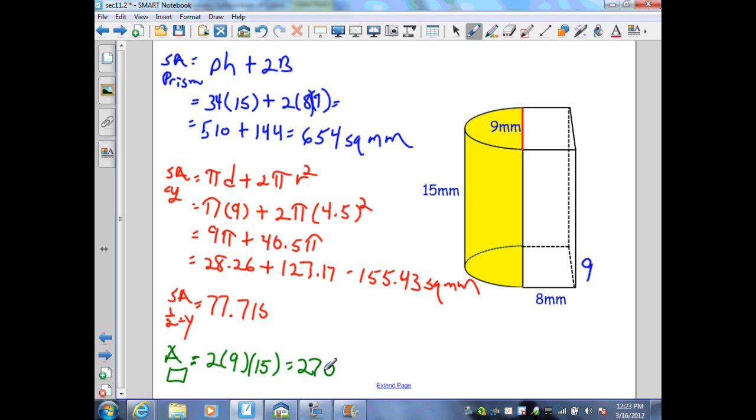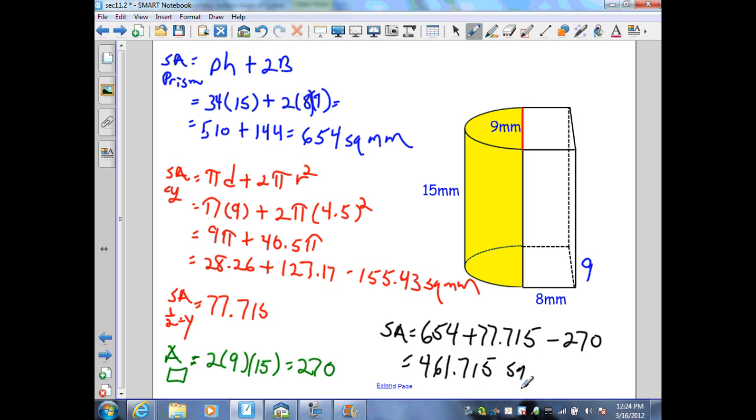which will be, when I substitute in, 270 square millimeters. Now, to find the entire surface area, I just add the area of the prism, which is 654, to the area of half the cylinder, which is 77.715, and deduct out the 2 rectangles that are being covered up, which is 270, and my surface area for the entire solid is 461.715 square millimeters.